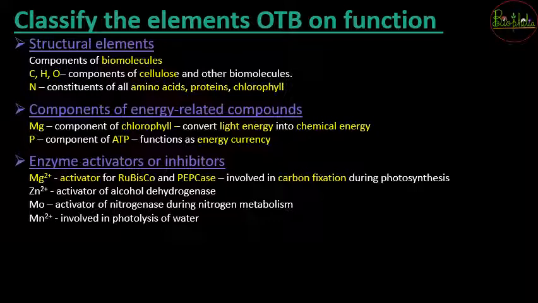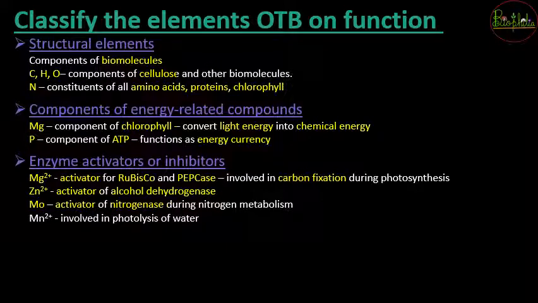Second enzyme activators inhibitors के लिए element आता है that is zinc ion. So zinc ion is going to act as activator for alcohol dehydrogenase. So there is an enzyme named alcohol dehydrogenase which is going to be activated by the presence of zinc ions. Molybdenum जो एक micronutrient है, it is going to act as an activator for the enzyme nitrogenase.